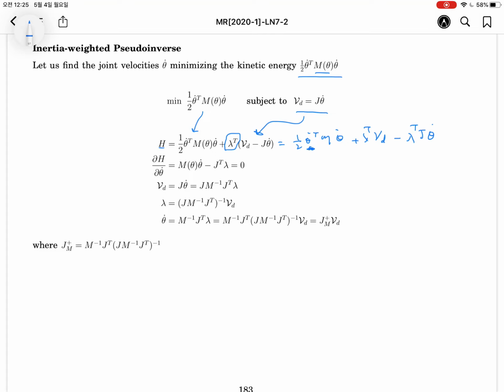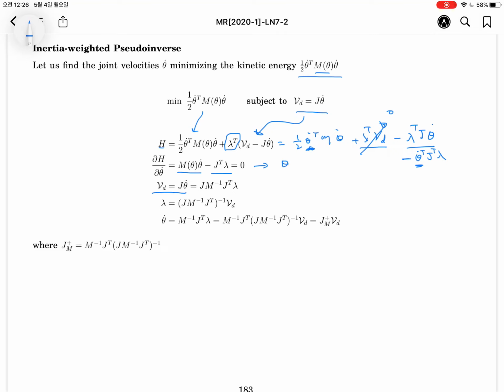Let's take the differentiation with respect to theta dot. So these terms will appear, one over two M theta dot, 2 times, so M theta dot. The twist term is not dependent on theta dot, so it does not have any impact. Here, let's take the transpose operation: theta dot transpose J transpose lambda. This term will be differentiated with respect to theta dot. The remaining term is minus J transpose lambda here.